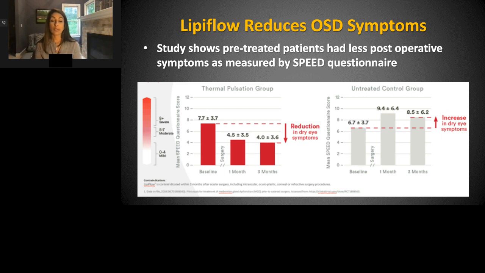And if you look at the group on the left, they had the thermal pulsation treatment prior to surgery. At baseline, they're the same as the control group, but at 1 month and even out to 3 months, the patients had a reduction in their dry eye symptoms. And so this is really an important study to me because it shows that if we treat MGD and ocular surface disease before surgery, patients are going to feel less symptomatic. And that's, really as a clinician, the ultimate goal. We want our patients to feel the most comfortable after surgery.